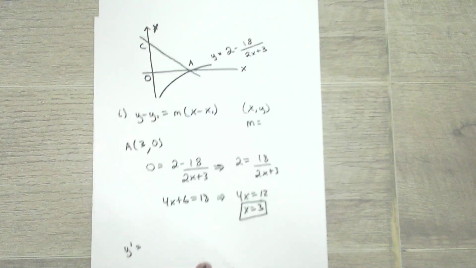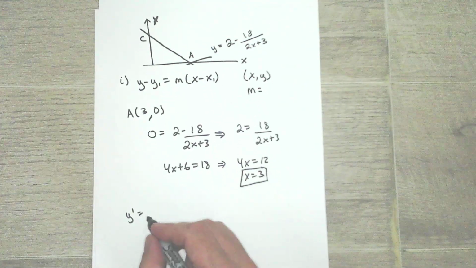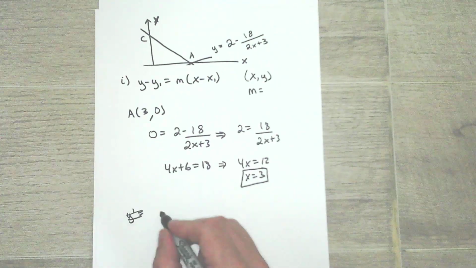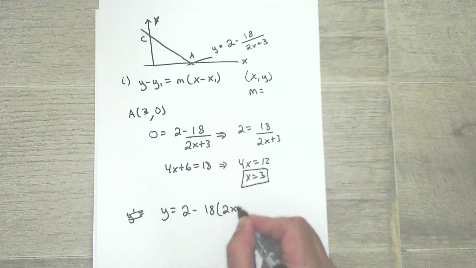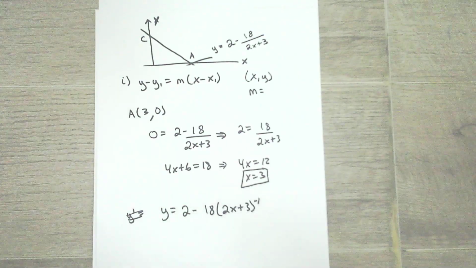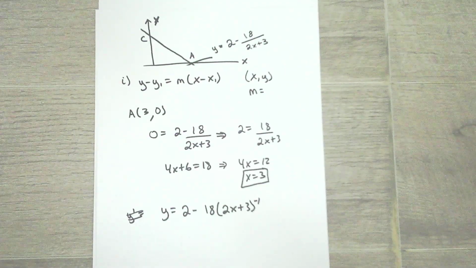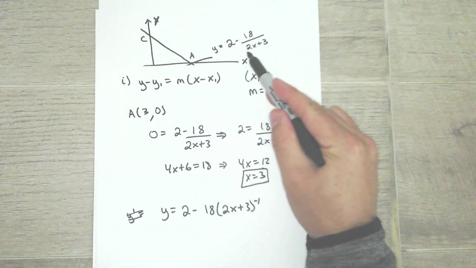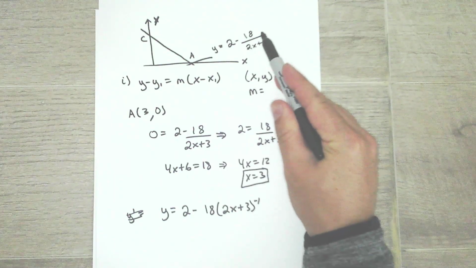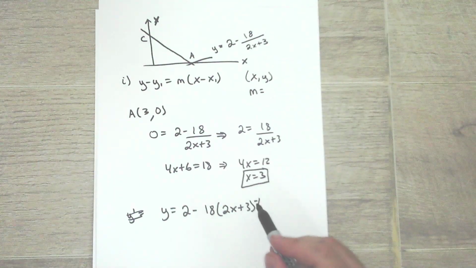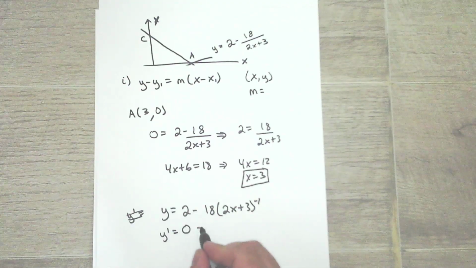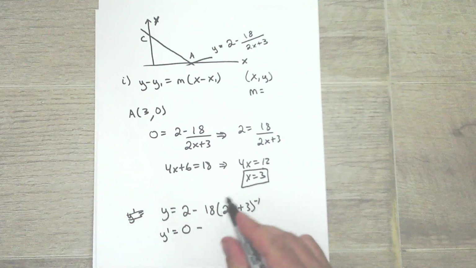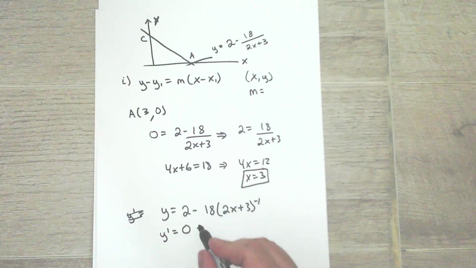Alright, so y prime. Actually first, let me rewrite y using a negative exponent. Okay, so to take the derivative you have to have exponents. So this is on the bottom, so to write this up top I can write the whole thing to a negative 1. And that way I can take the derivative. Now my y prime, so derivative of 2 is 0. Bring down the negative 1. Negative 1 times negative 18 is positive 18.